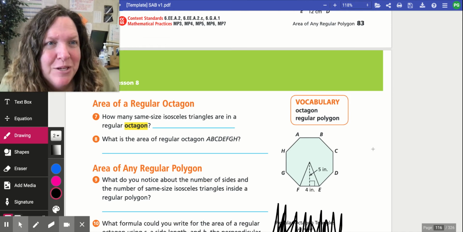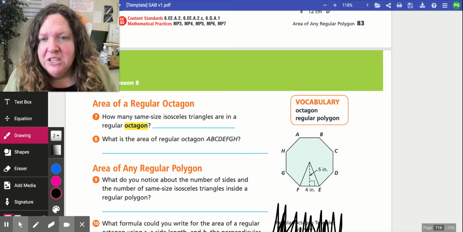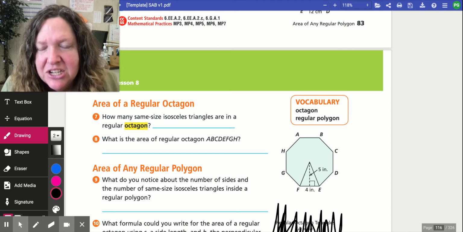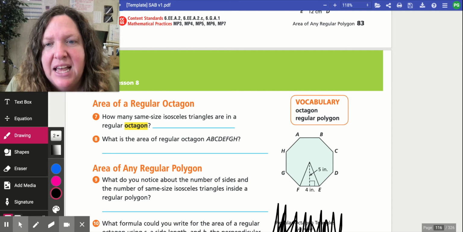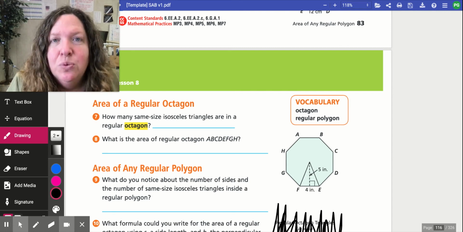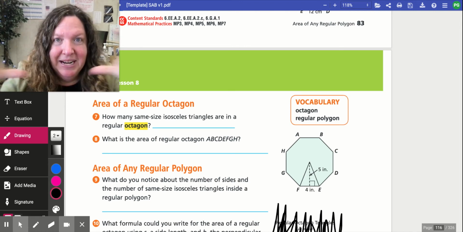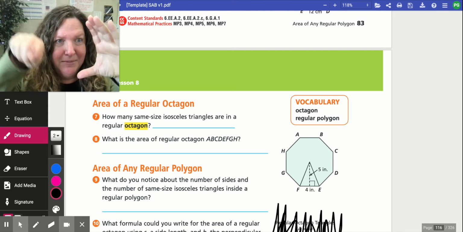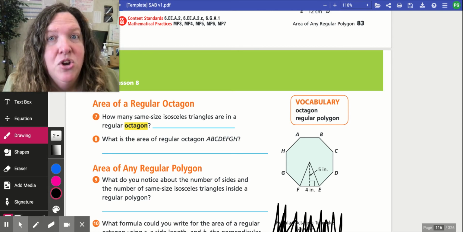Okay, let's go on to page 84, and we're going to start looking at octagons. So here's the octagon. Octagon, octo, oct means 8. Remember, it's like an octopus. So there's 8 corners and there are 8 sides. So the question says, how many same size isosceles triangles? Remember, anytime we have a regular n-gon, a regular polygon that has the same all around, no matter how many sames there are, we're going to call that some kind of an n-gon because n is an unknown number.